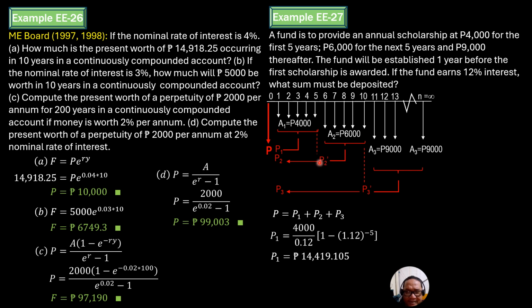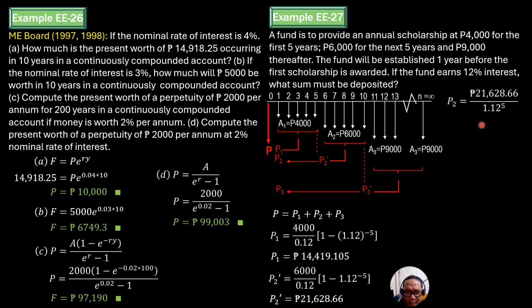For P2 prime, same formula, raised to negative 5. Then we divide it further by 1 plus i to the 5, 1.12 to the 5. So P2 prime is 6,000 over 0.12, 1 minus 1.12 to the negative 5. So P2 prime is equal to 21,628.66. Then P2, we divide this further by 1.12 raised to 5 because it occurred here. So P2 is 21,628.66 divided by 1.12 to the 5.